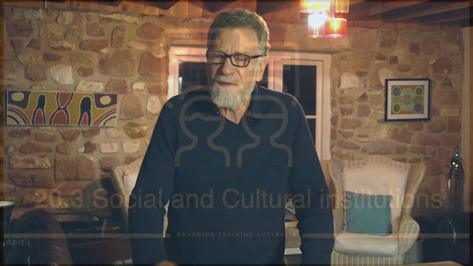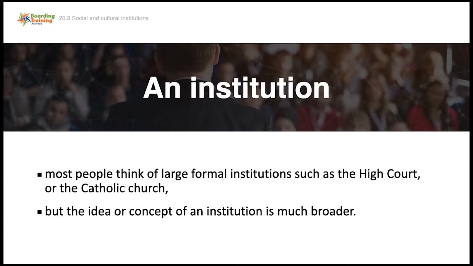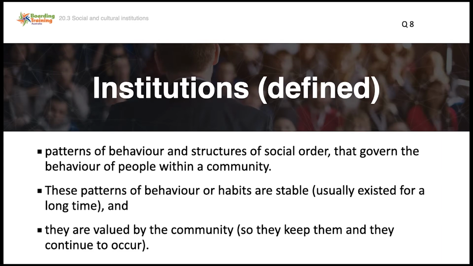Now we're going to have a look at social and cultural institutions. And you might ask, what are institutions? When most people think of an institution, they think of the large formal institutions such as the High Court or the Catholic Church. But the idea or the concept of an institution is much broader. We define an institution like this. They're the patterns of behaviour and structures of social order that govern the behaviour of people within a community.